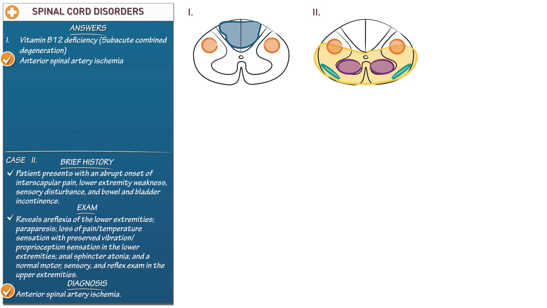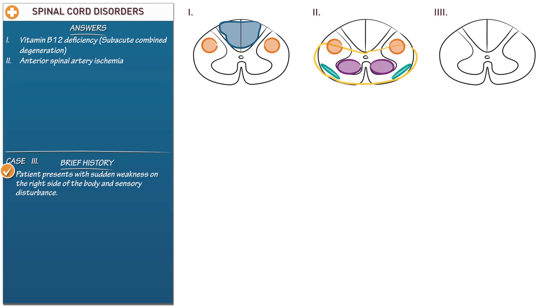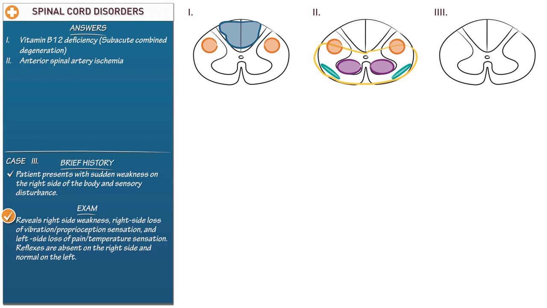Case 3. Patient presents with sudden weakness on the right side of the body and sensory disturbance. Exam reveals right side weakness, right side loss of vibration proprioception sensation, and left side loss of pain temperature sensation. Reflexes are absent on the right side and normal on the left.